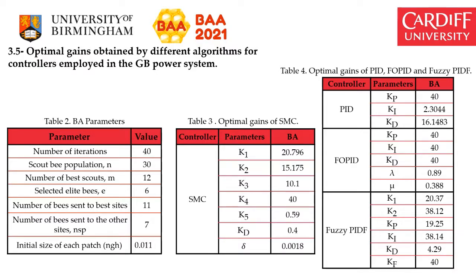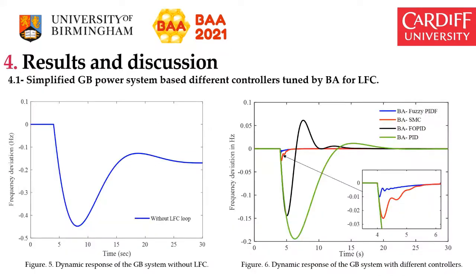Also, the optimum gains of the PID, fractional order PID, and fuzzy PID structure are given in table 4. These gains are tuned using the proposed optimization algorithm by minimizing the integral time absolute error of the deviation in the frequency. Figure 5 presents the dynamic response of the system, delta F, following a load disturbance equal to 1.2 gigawatt without applying the load frequency control system. It's clear from this graph that the drop in the frequency reached more than 0.4 Hz.